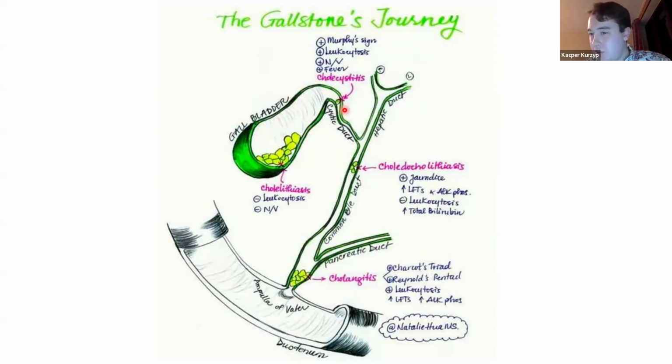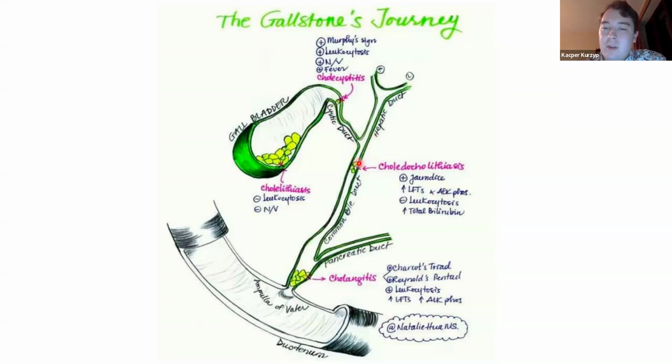Now, because there is inflammation, again, there is still that right upper quadrant pain, typical for pretty much all of the conditions. However, we will also see inflammation, which is the fever, raised white blood cells, raised CRP.